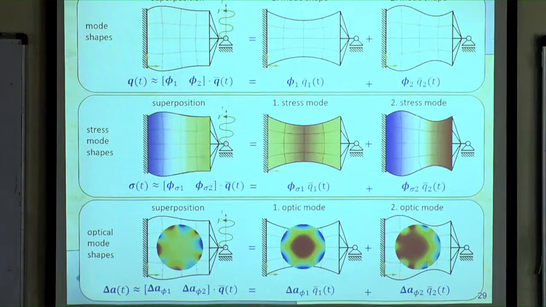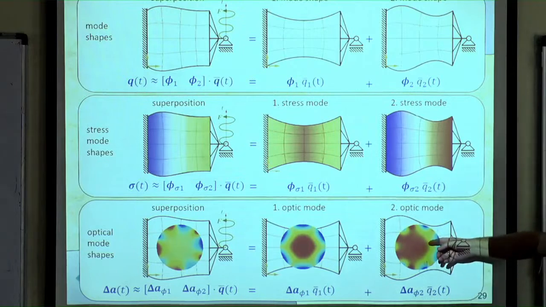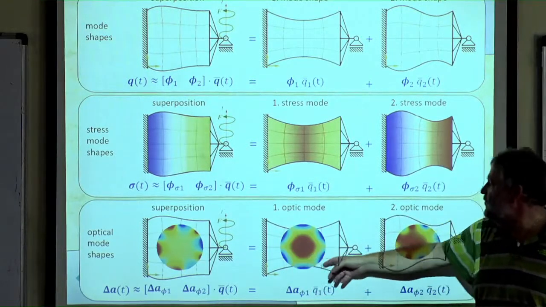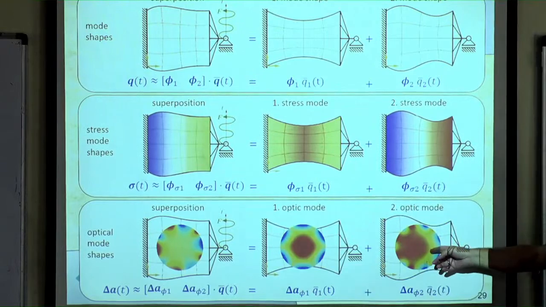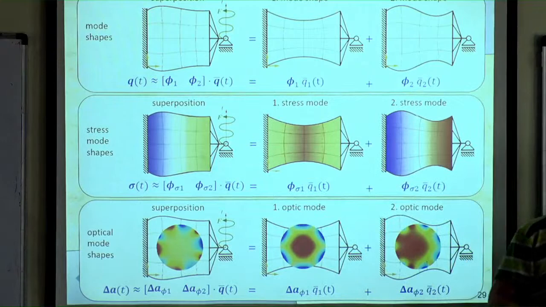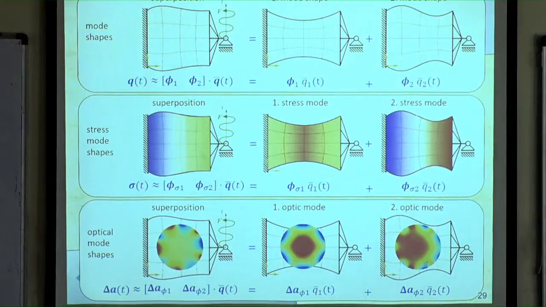In engineering, we know mode shapes. And the same, surprisingly, can also be done for optical systems. If you describe the optical system as a linear system, it also has mode shapes. And then you can also select only the most important mode shapes. This is, for example, how a first optical mode looks like, a second optical mode. If you superpose them, you get this kind of thing. So again, if you want to make efficient simulations, think about model order reduction.